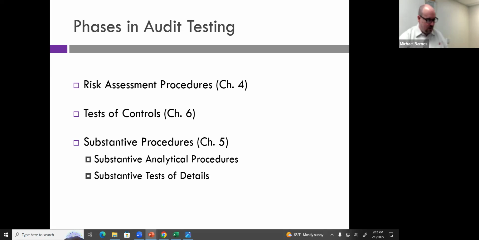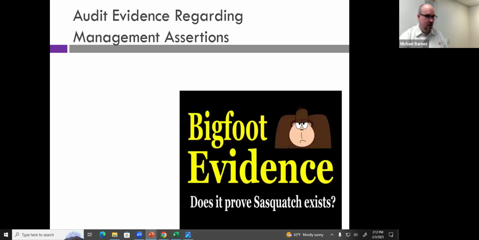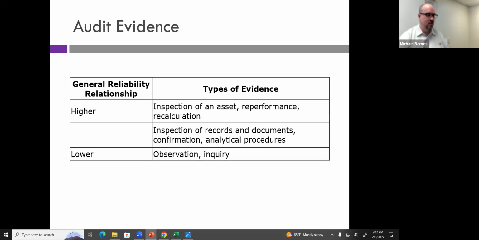So real quick, let's talk about reliability. You'll notice I've got a continuum of reliability: observation and inquiry at the bottom, inspection of an asset, reperformance, and recalculation at the top. What is the continuum for determining reliability? The answer is it depends on the source of the evidence. Generally speaking, if it comes from the client, we think of it as low reliability. If it comes from an external source or from the auditor, it's higher reliability.